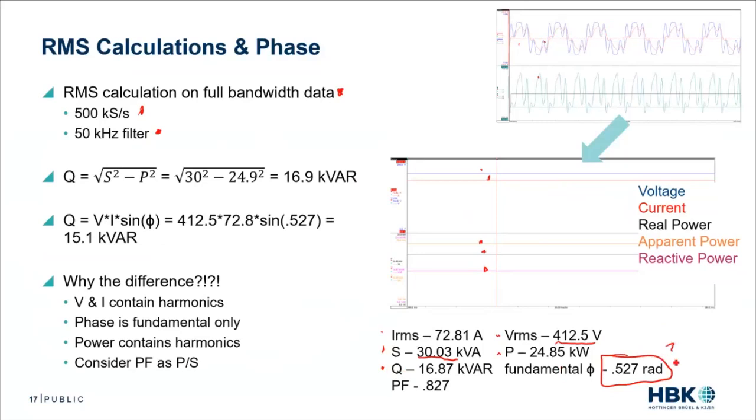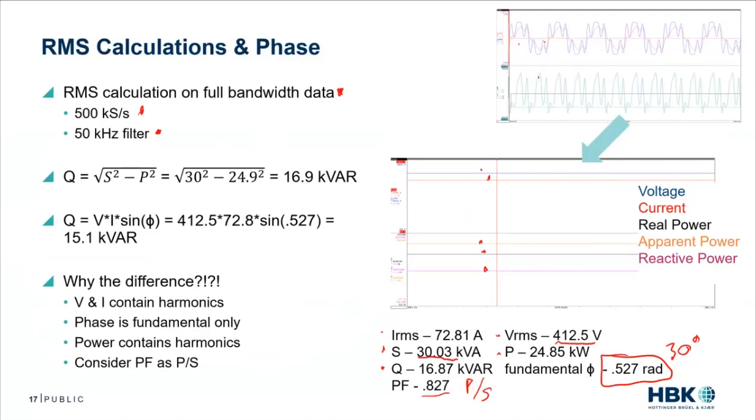Remember, this is 30 degrees. And we have a power factor, and we're going to define power factor as P over S, so real power over apparent power, 0.827. Now, if you remember back, we had a couple equations for reactive power, and I think we should look at those.